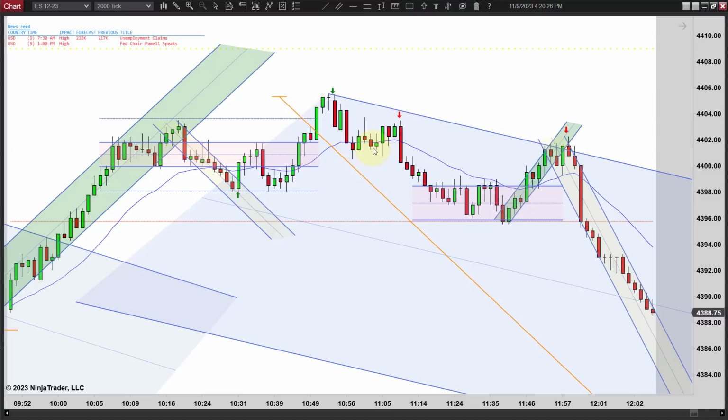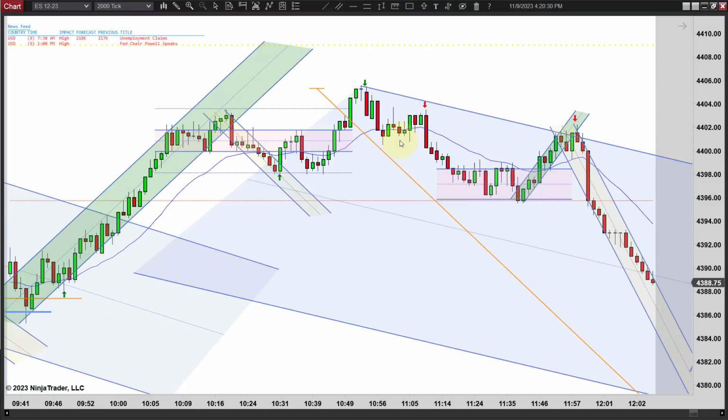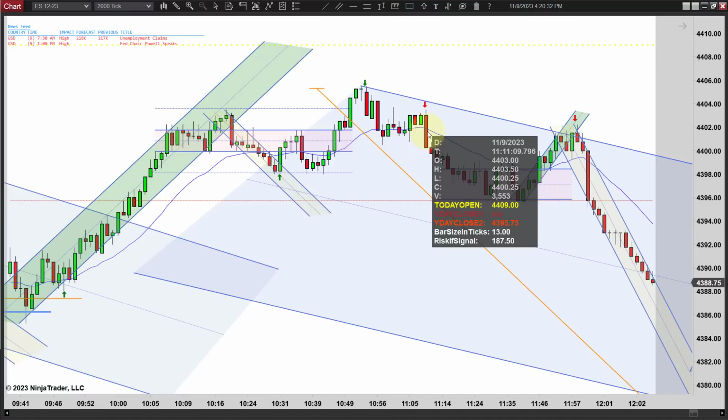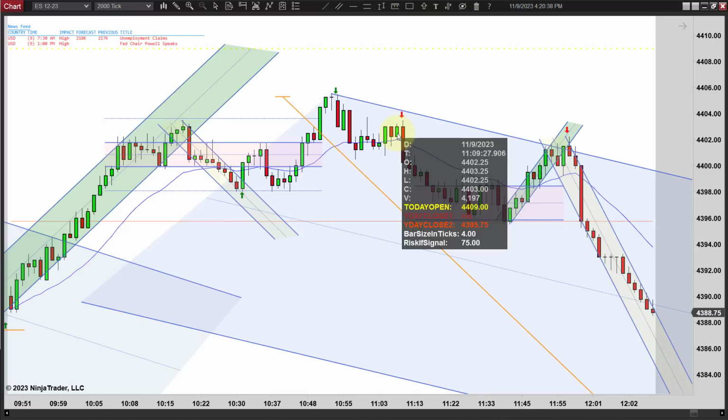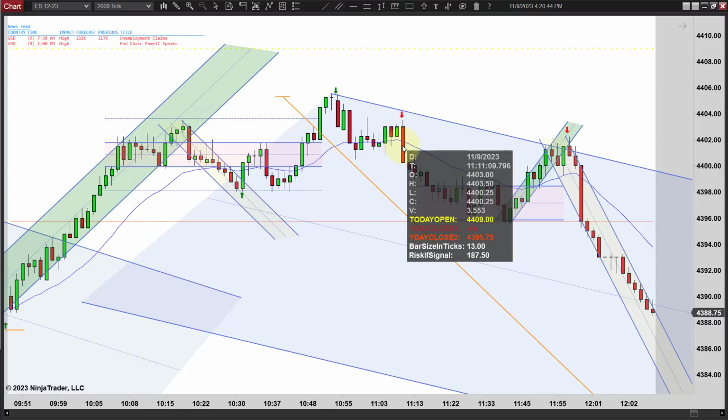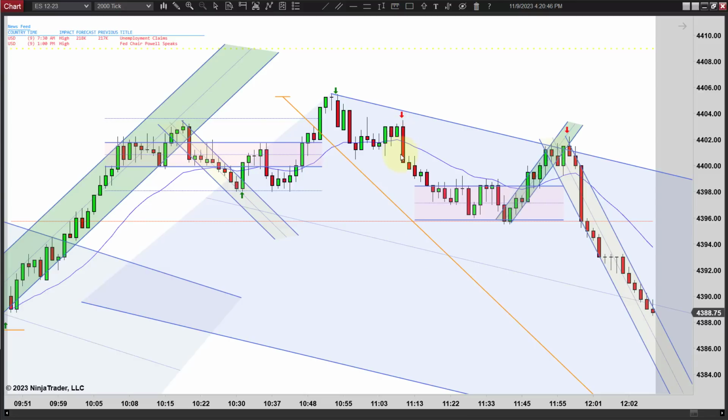You have already pushed through the support, but it's a really big bar, so you're taking on a lot of risk. 13 ticks. But if you wait for it to break higher there and then put your stop below that, then you're only risking the bar and whatever's above it. So maybe 5 or 6 ticks versus 13. So I like trading that one on the engulfing bar, and off it goes.